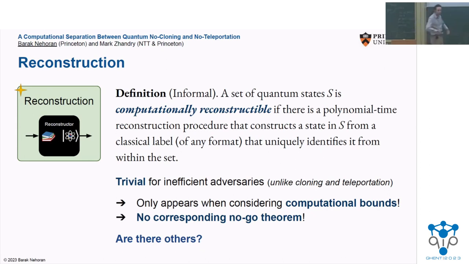So my question, an open problem that I'm posing: are there other such no-go tasks that have not yet been considered up till now? Because in the information theoretic world, these are either equivalent to no-cloning or no-teleportation, or they're either trivial or impossible. But in the computational setting, these become a lot more interesting and a lot more involved.